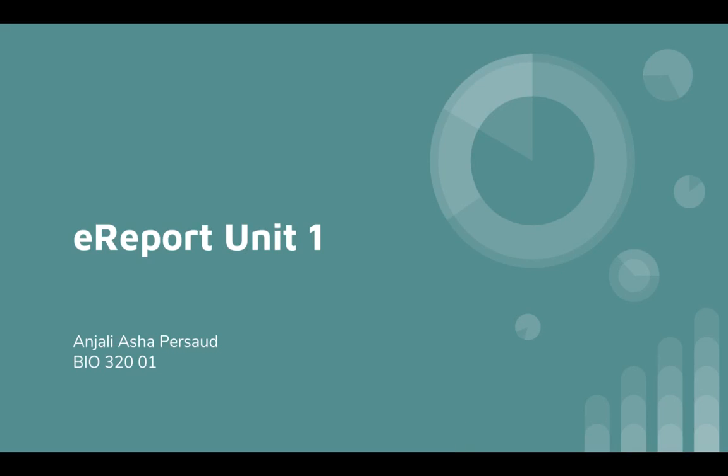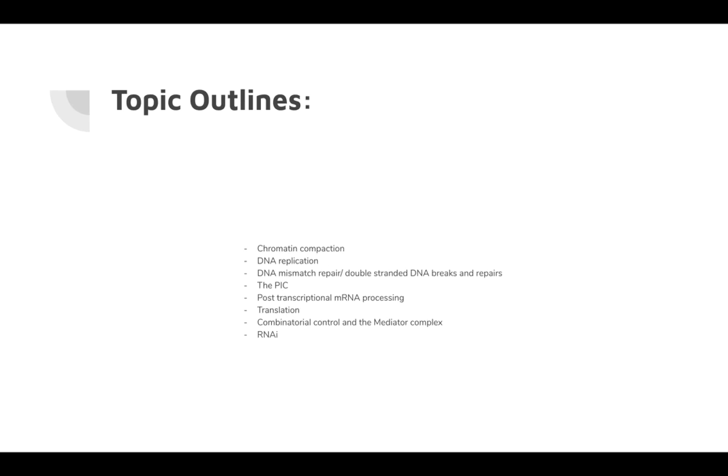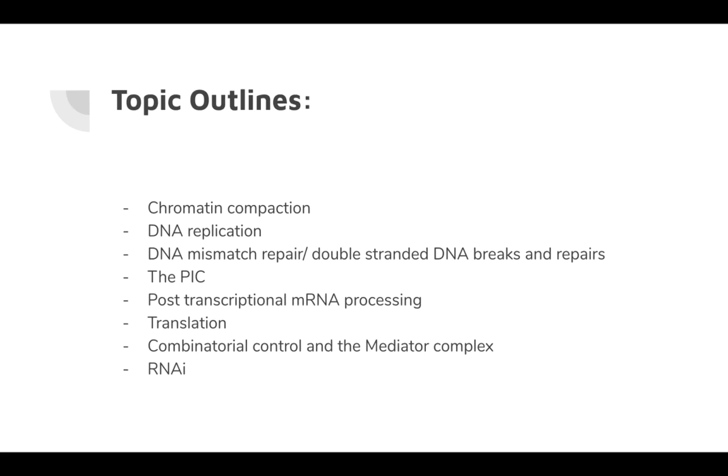This is my eReport for Unit 1 for Cellular and Molecular Biology. The topic outlines we'll be covering today are going to be in the exact order that they appear on the screen. So firstly, we'll talk about chromatin compaction, what it means to be chromatin, how do we fit all this DNA into a nucleus, what are the mechanisms that we can use to achieve localized DNA accessibility and inaccessibility.